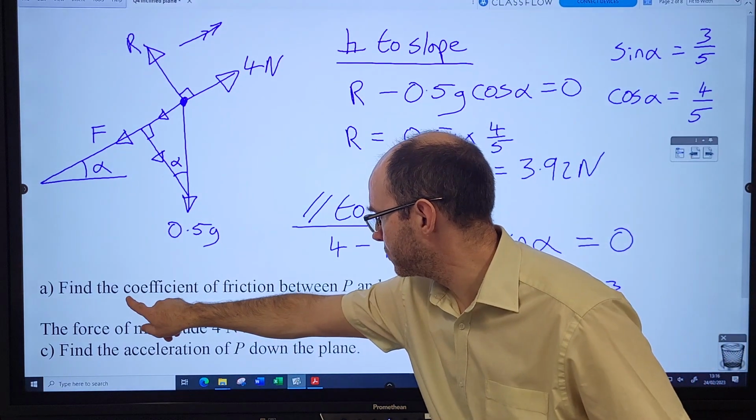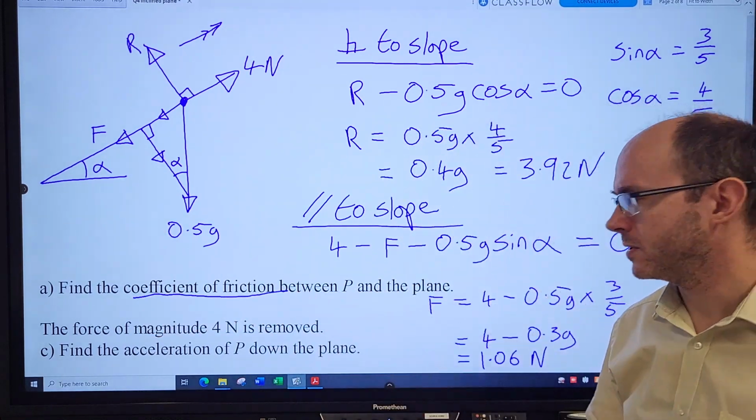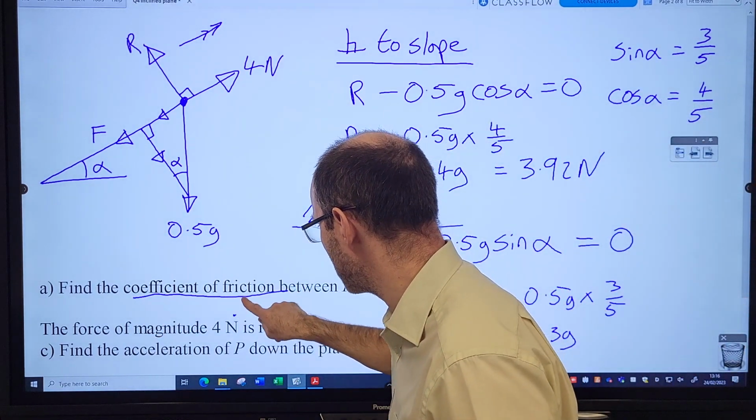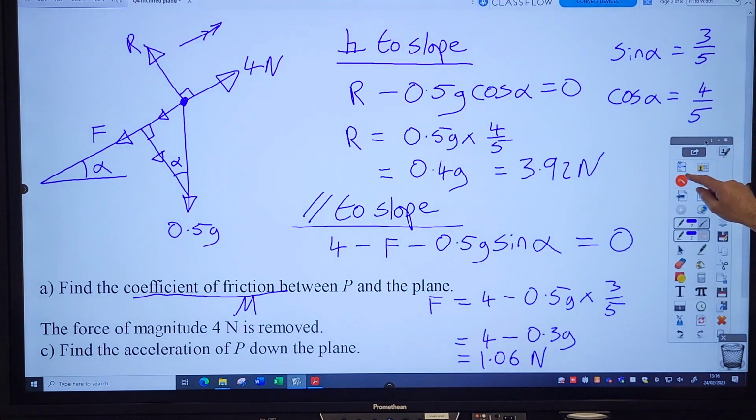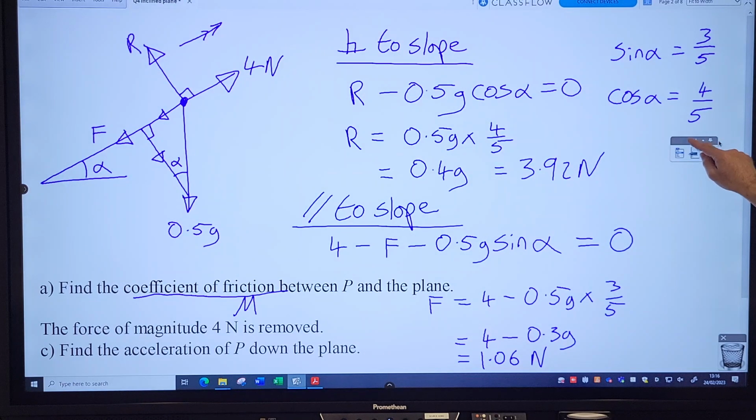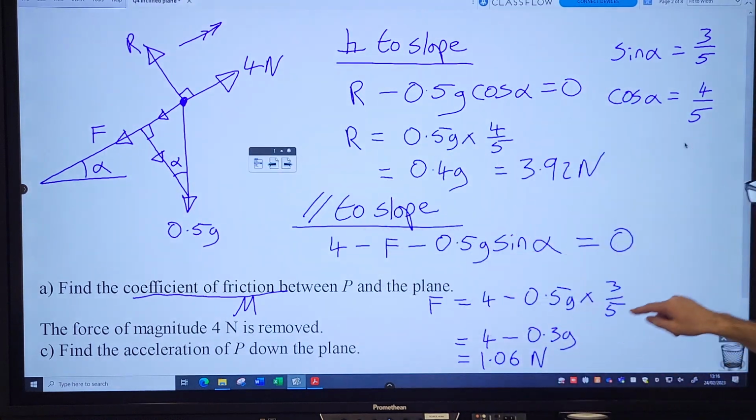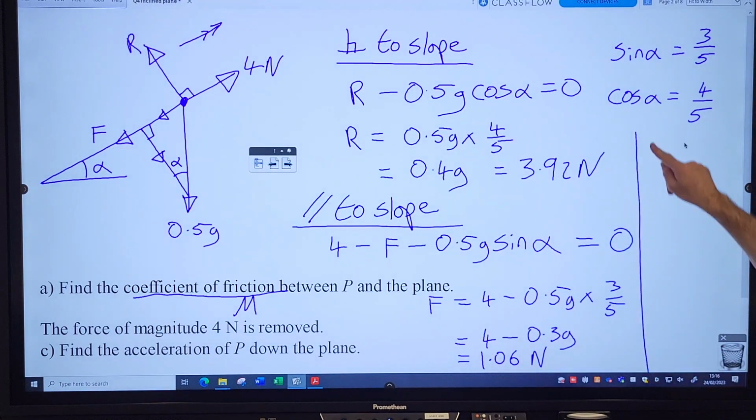Find the coefficient of friction. Remember that is mu. So for that we have to work out mu using F equals mu r. I can just about squeeze something else on here, which I'm going to do. So this is very tight, isn't it? I don't think I've left it quite so tight in one of these presentations before.